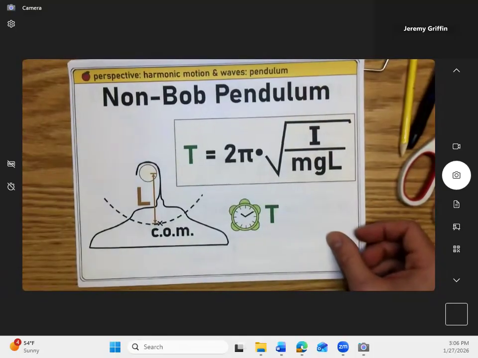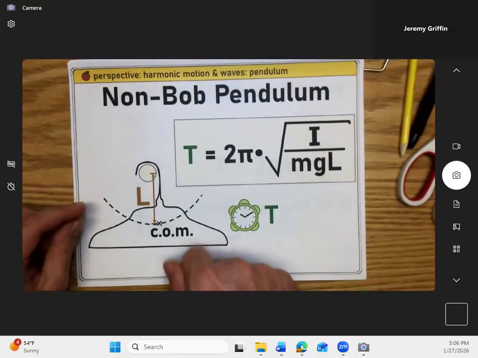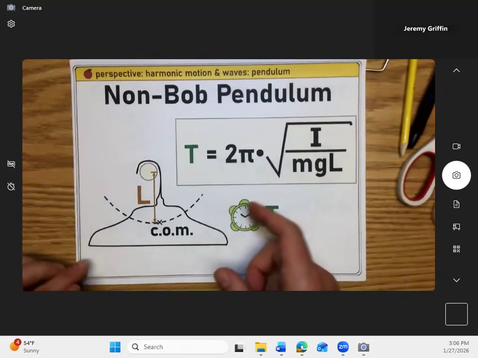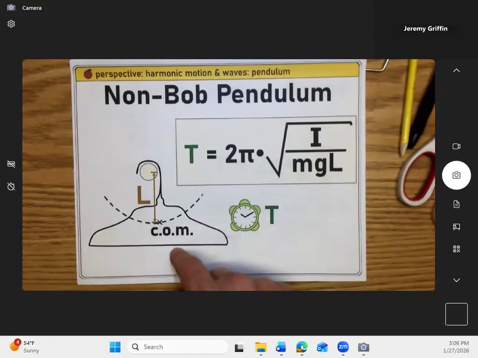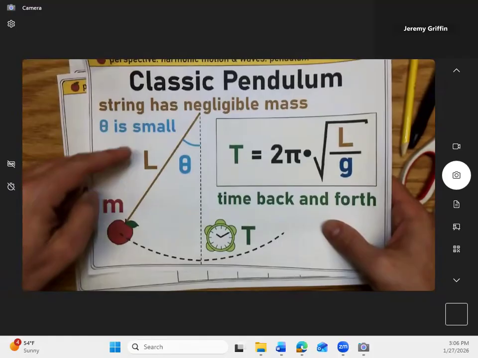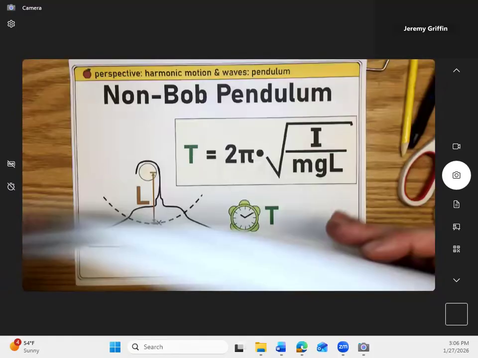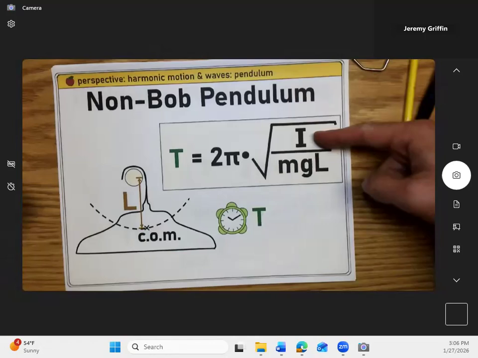Ooh, here's a fun one. All right, so stretch your imagination a little bit. What if you have a clothes hanger and you put that on a doorknob and you give it a little bump? It starts oscillating back and forth. Well, this does not look exactly like the classic bob on a lightweight string. So how much time does it take? The form is a little more complicated, right? But guys, what do you think this I stands for? Yeah, rotational inertia.